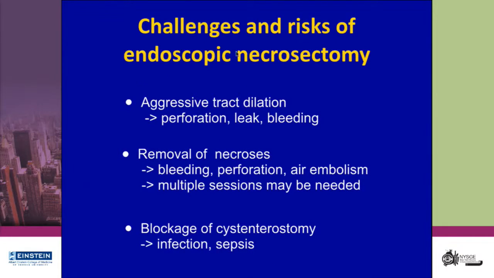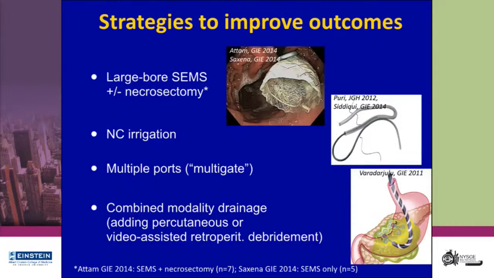So what are the challenges and risks of endoscopic necrosectomy? We have to aggressively dilate the tract, which can result in perforation, leak, and bleeding. We have to remove the necroses. That too can result in bleeding, perforation, air embolism, etc. Multiple sessions are required. And we can have blockage of the cyst enterostomy that can result in infection and sepsis.